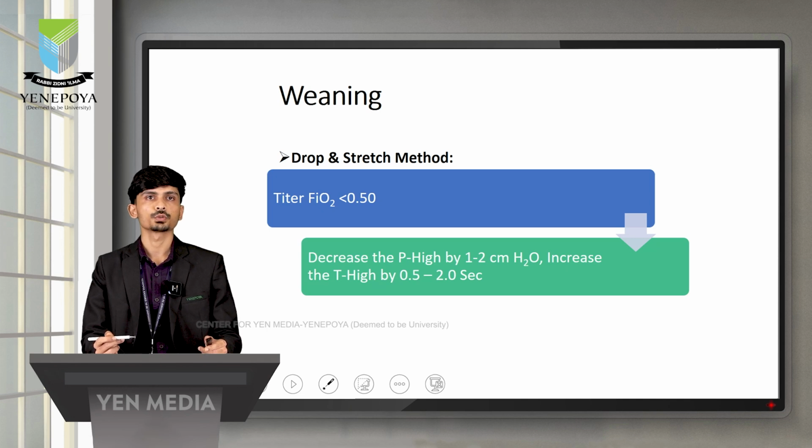So which parameter are you going to drop? That is your P high. So P high you are going to drop by 1 to 2 centimeter of water. At the same time, simultaneously, you are going to stretch the T high by 0.5 to 2 seconds. So how does it work?